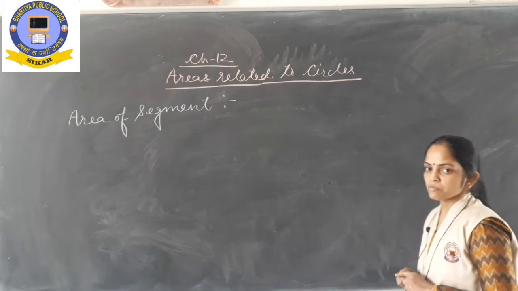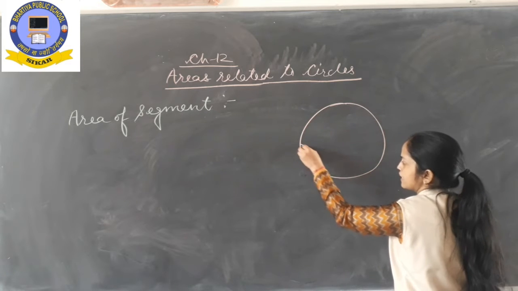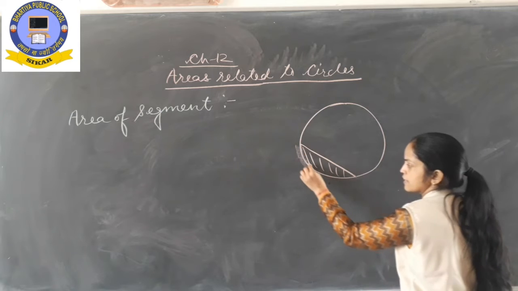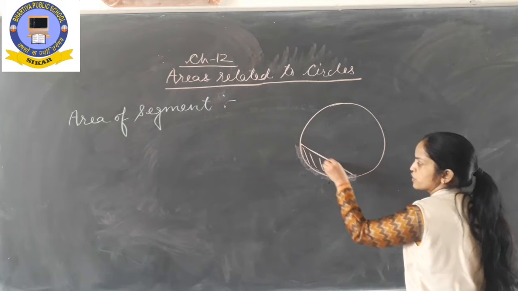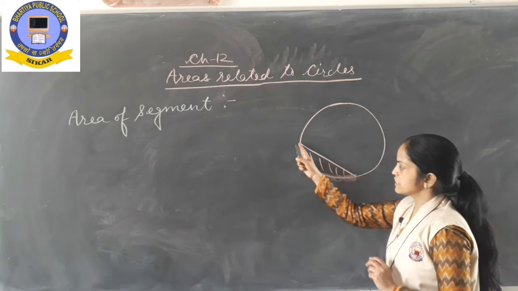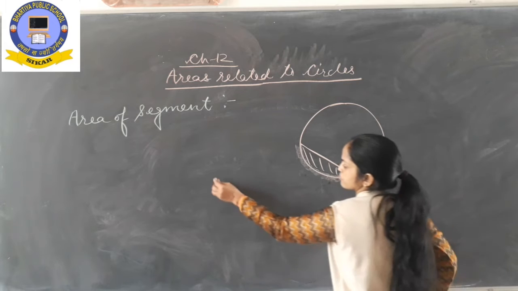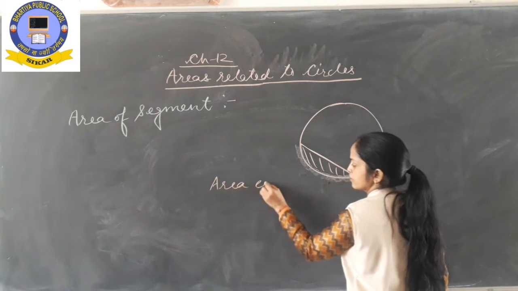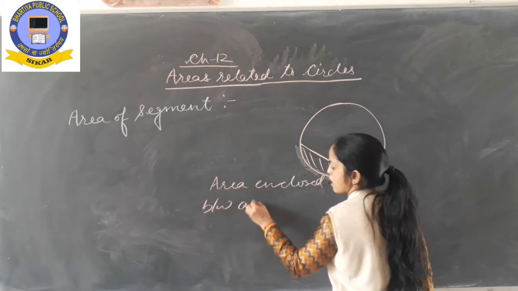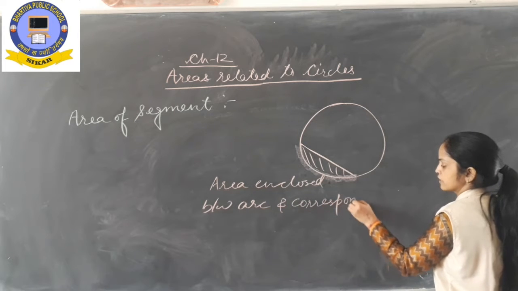How will you define segment? Segment is the area enclosed between an arc and the corresponding chord. That area which is enclosed between this arc and this chord is known as a segment. Area enclosed between arc and corresponding chord.